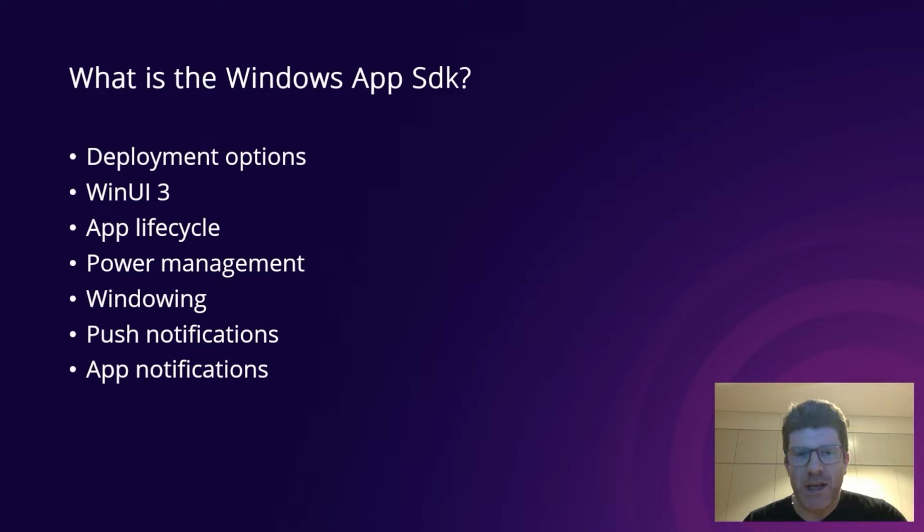The Windows App SDK also provides APIs around app lifecycle. So, for example, whether you want to be a single instance or multi-instance app and be able to reference the running instances of your application. It also provides APIs around power management and windowing. So you can create new windows, you can detect when power management changes on your device. And also there's support for push notifications and other app notifications within the SDK.